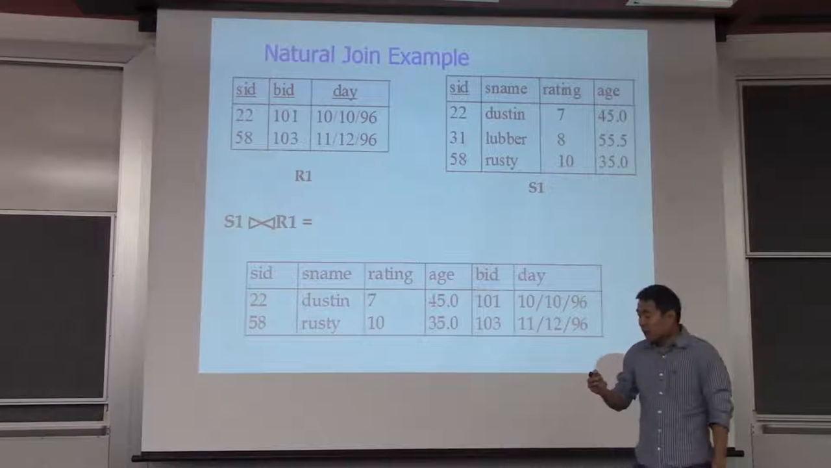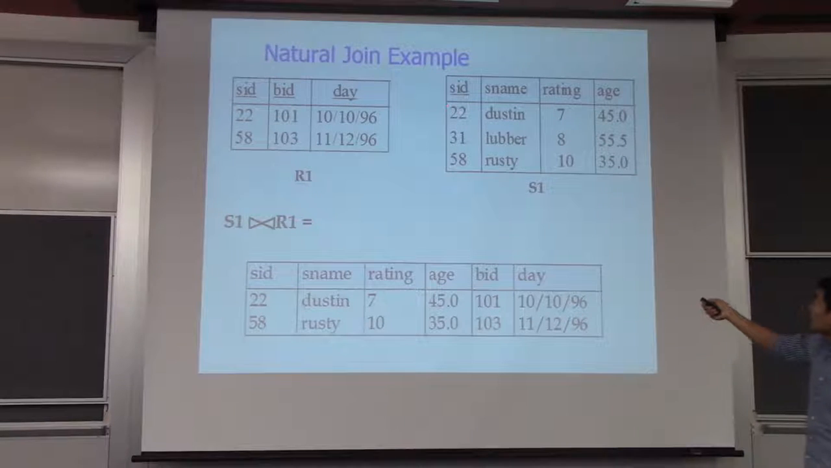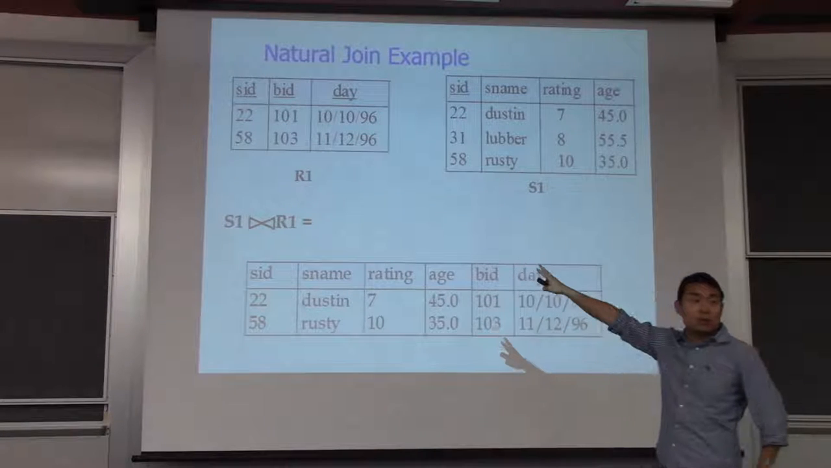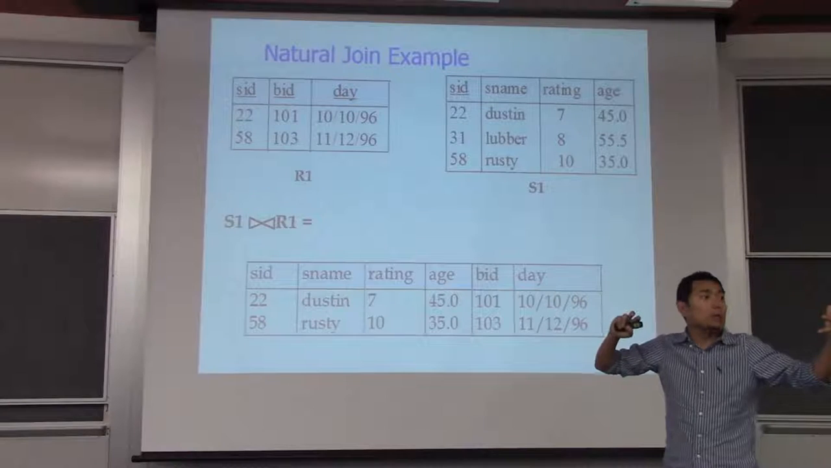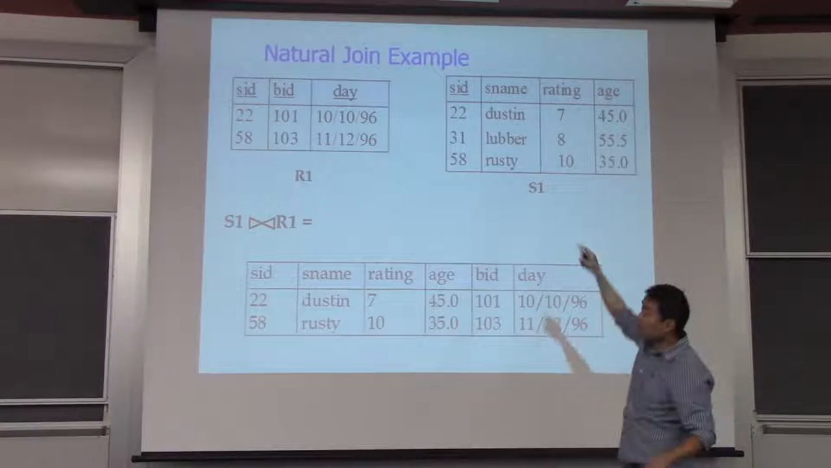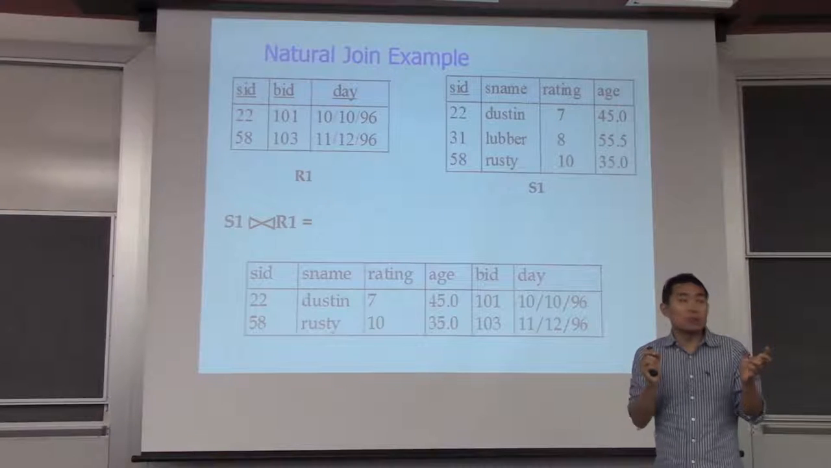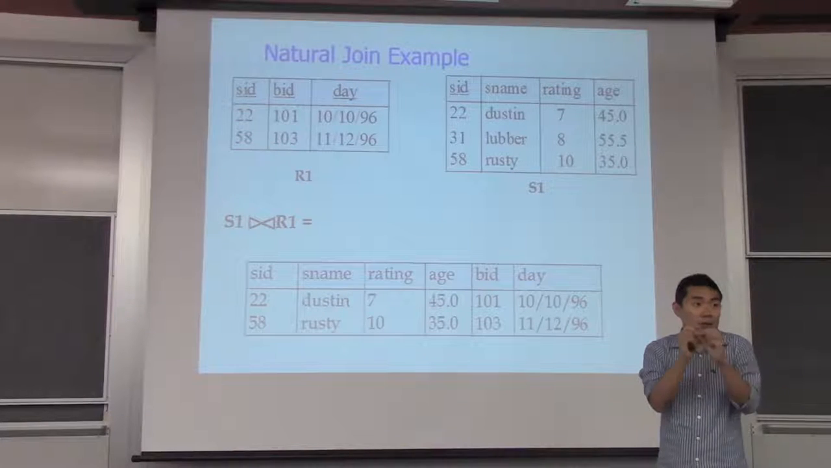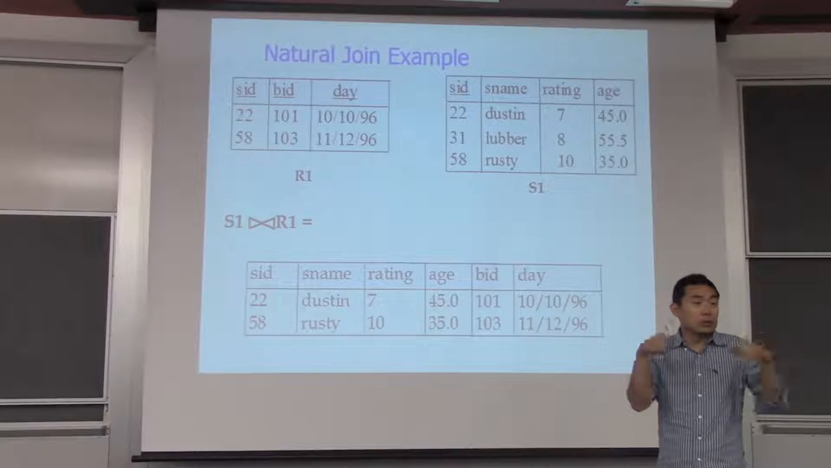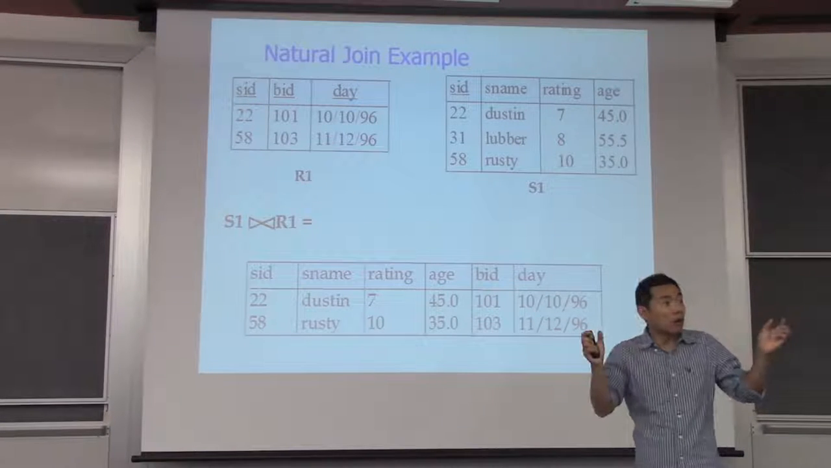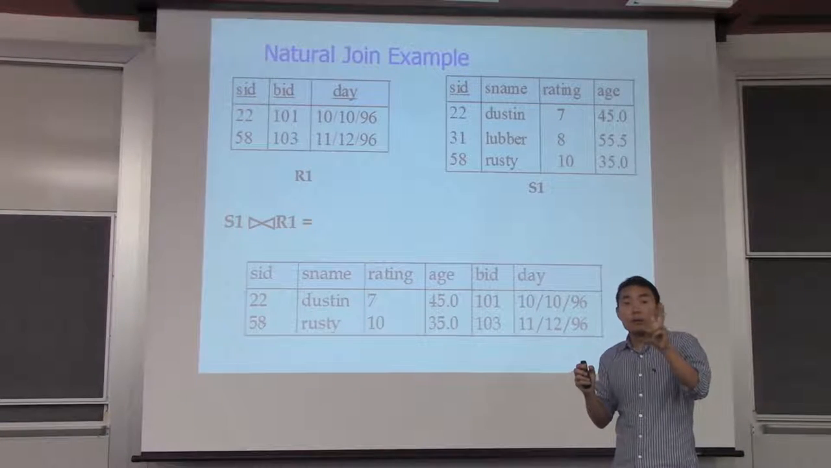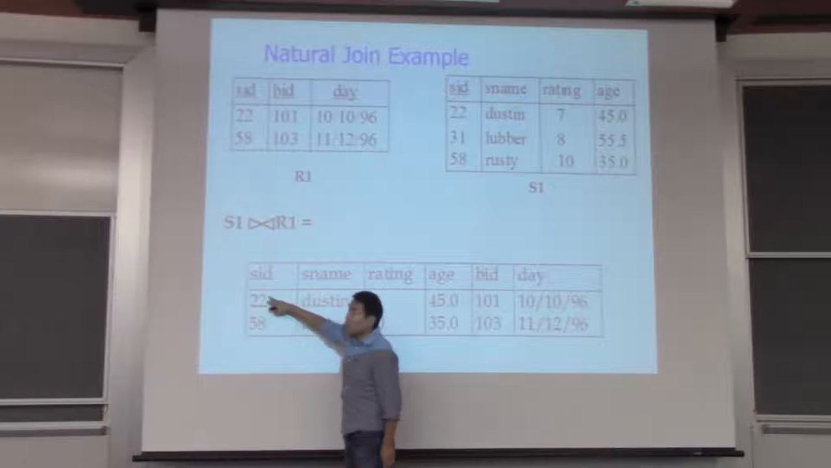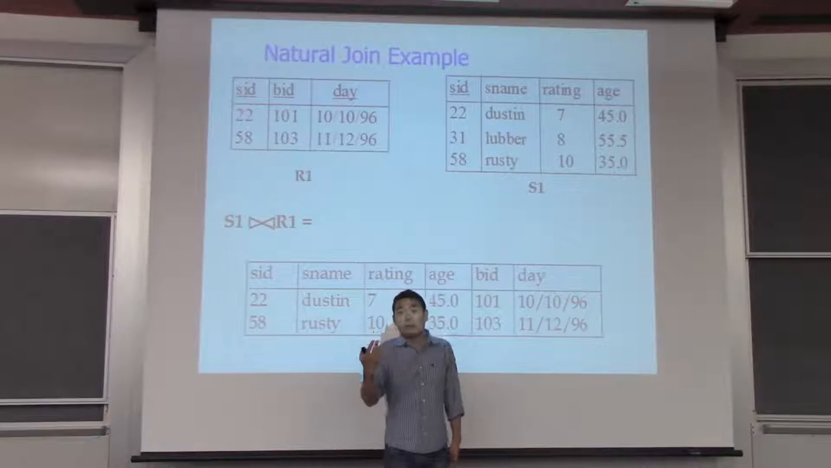Why is that? If you look at this particular record, it will pair with both Reserves records, which gives you two rows in the cross product. Among those two, the first pair satisfies the natural join condition, which means they have the same values on the common attribute, SID. You keep that, and you do the final projection by projecting out all the columns, keeping only one copy of the common column SID, rather than two columns of the same value, which is 22 in this case.